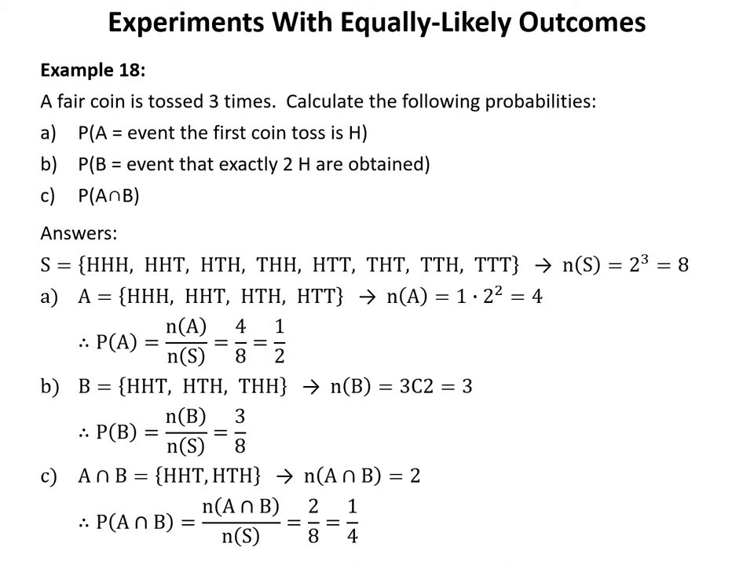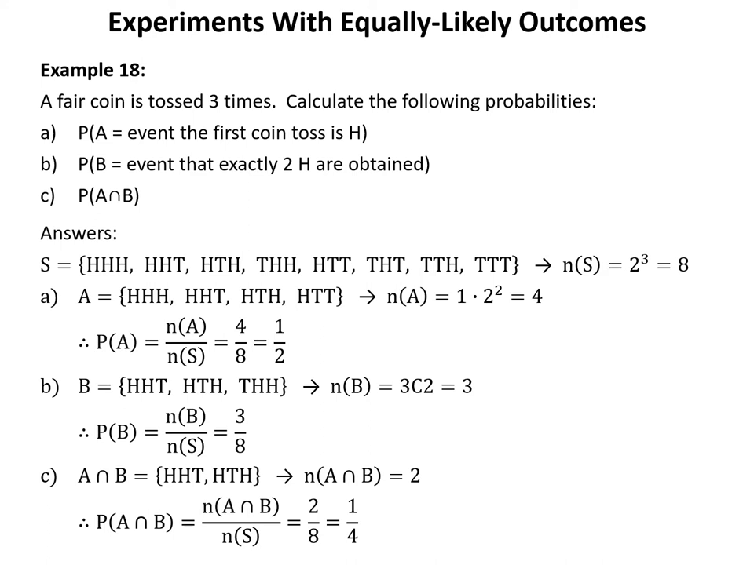So one way of counting the number of outcomes in event A is to consider that there's only one possible outcome for the first toss, which is that it must be heads, and the other two tosses can come up either heads or tails. So we get 1 times 2 times 2, or 1 times 2 squared equals 4. And you can see those possibilities listed on the slide. And so the probability of event A is equal to 4/8, or 1/2.